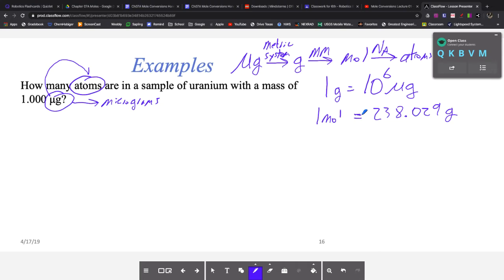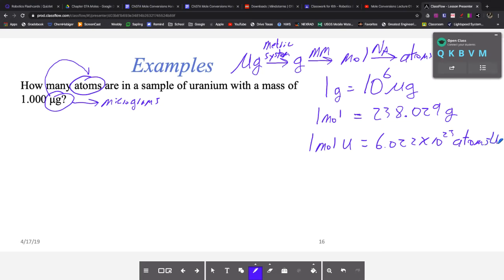Then we need a conversion factor for Avogadro's number. Well, Avogadro's number, remember, is the number of particles in a mole. So it's that many atoms in 1 mole. So 1 mole of uranium is equal to 6.022 times 10 to the 23rd atoms of uranium.